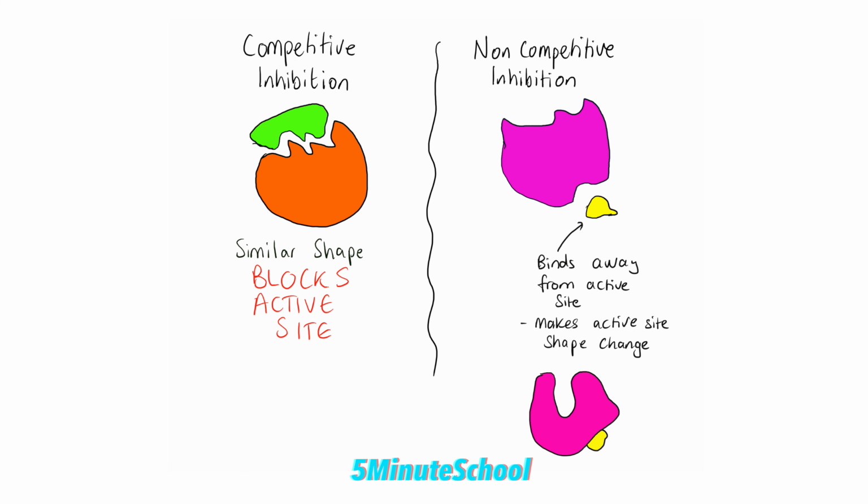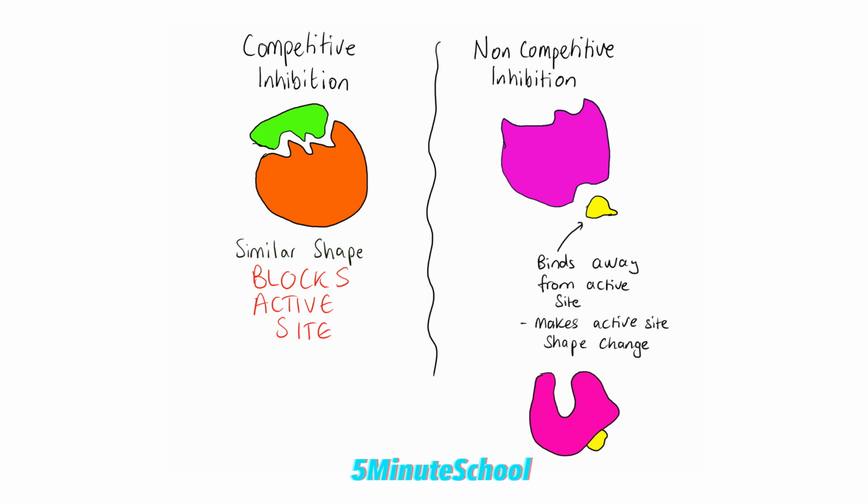So if we have competitive inhibitors, they have a similar shape to the substrate. So what's going to happen is they're going to compete with the substrate to bind into the active site because they have a similar shape. And then what will happen is the substrate isn't binding into the active site because it's getting blocked by the inhibitor, so we'll have a reduced rate of reaction that way.